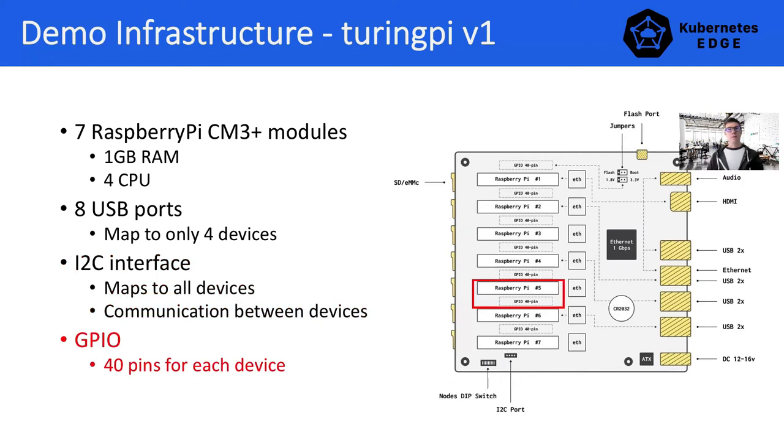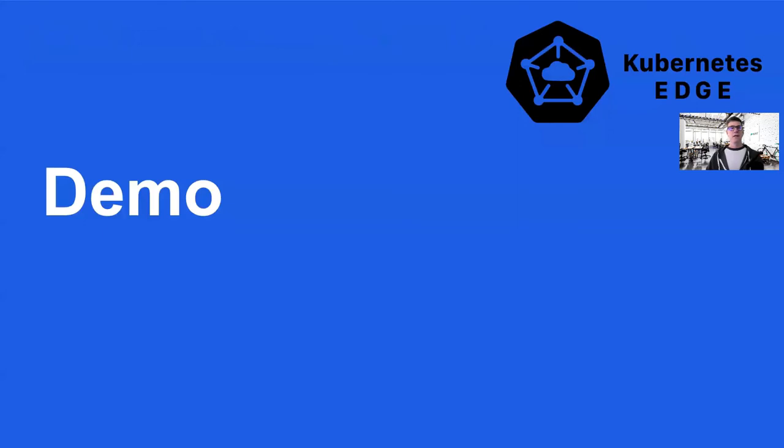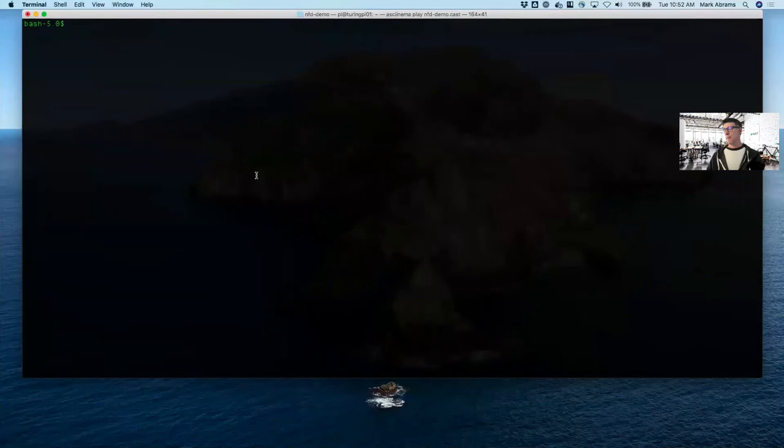And then in addition, each of these devices has 40 pins of GPIO. That's a pretty standard Raspberry Pi thing, but it's unique to each device. So you can see here, I've knocked out number 5, and the GPIO pins for number 5 are in the red border. So I'd like to show you now how we can use node feature discovery to access these 3 different resource types. So let's go to the demo.